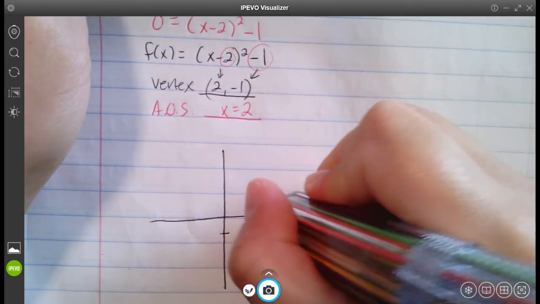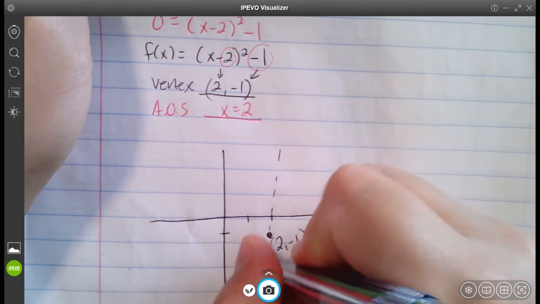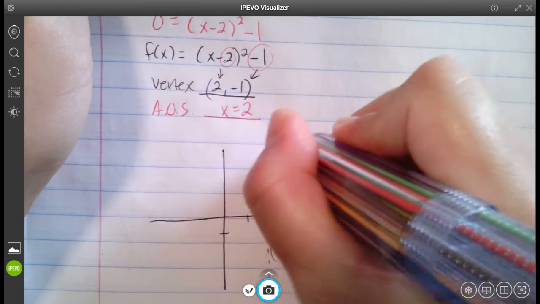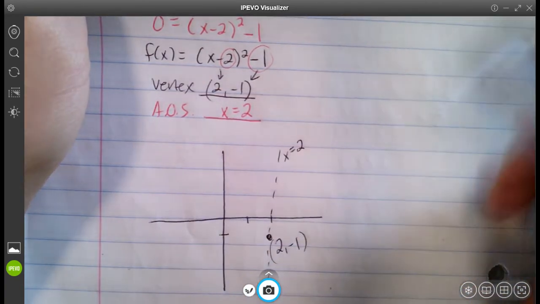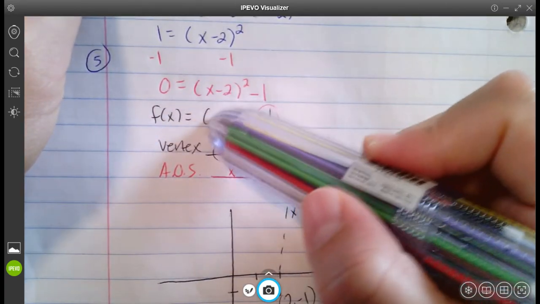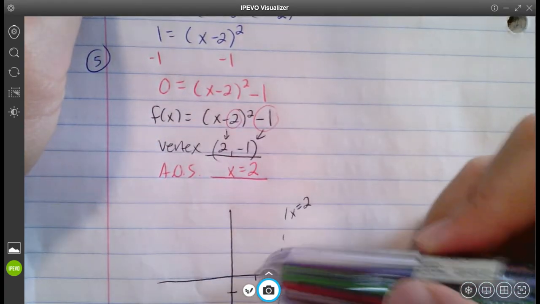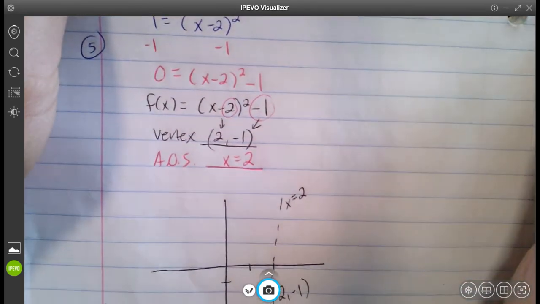Okay, my axis of symmetry is going right down the middle at x equals 2. And I know that the graph is going up because a is 1 and it's positive right here. But I'm going to go ahead and wait for that because I'm going to find the x-intercepts.